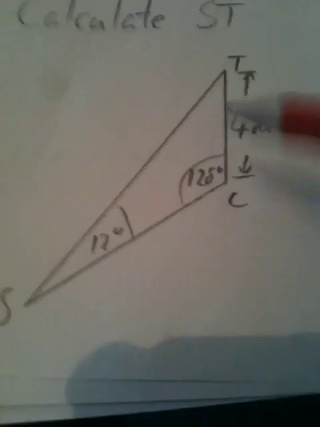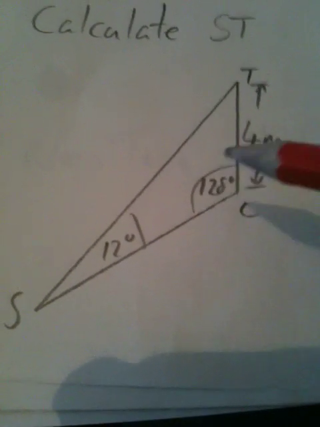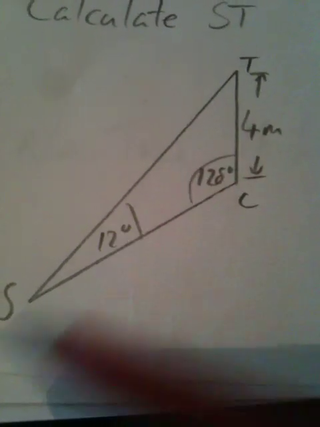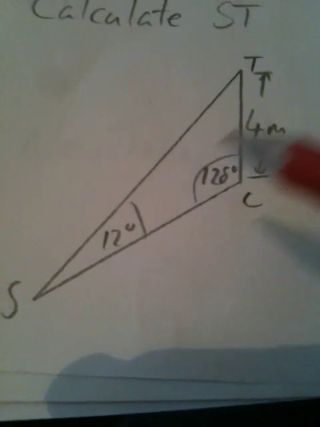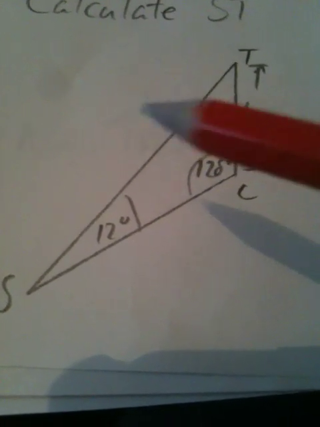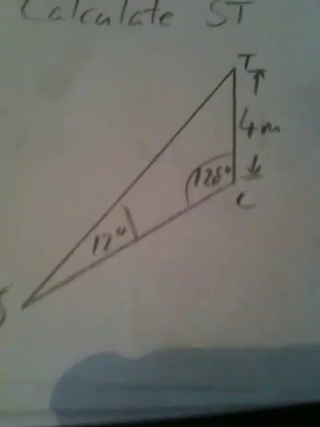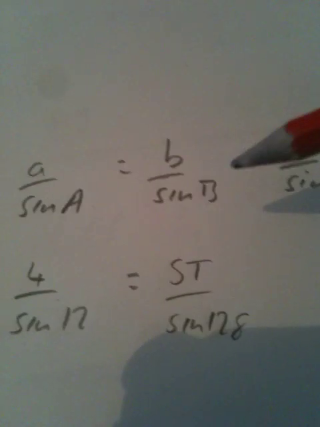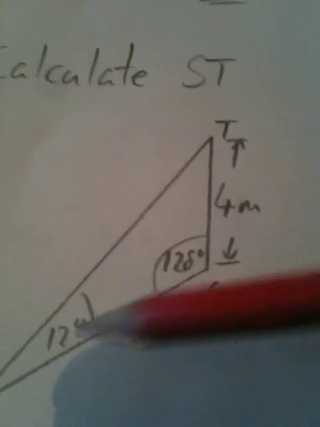So that leaves me with this top triangle looking like this. What I'm going to do here is calculate this side, and I've got that angle, that side, that angle, and I want that side, so it's two sides and two angles. It's going to be the sine rule. So 4 over sin 12 is ST over sin 128.